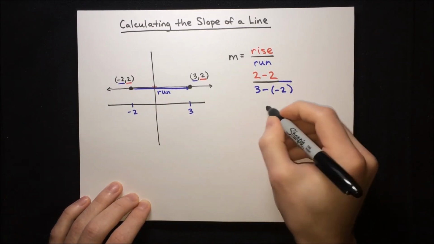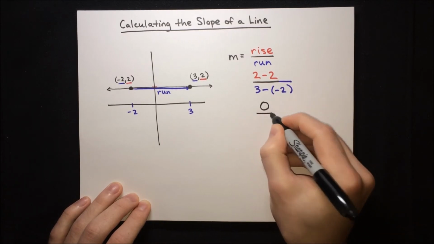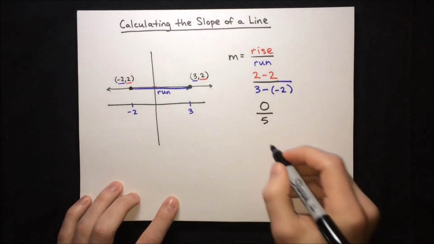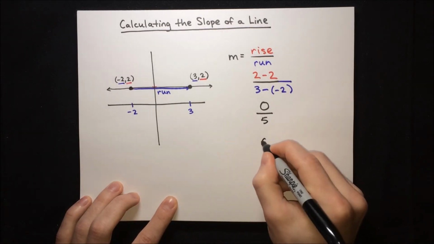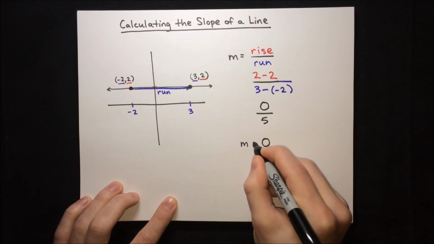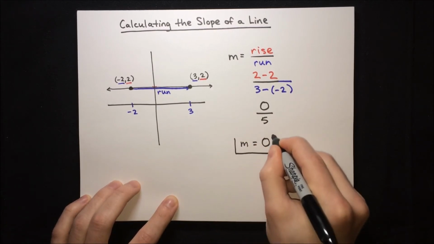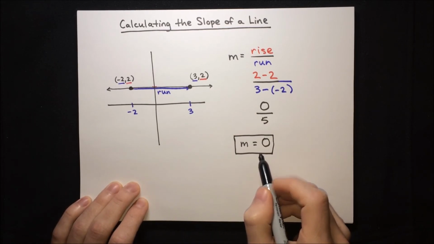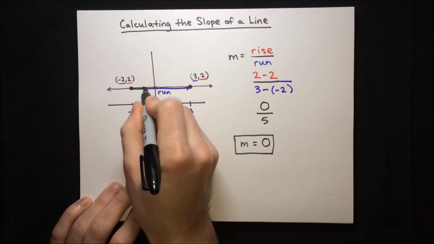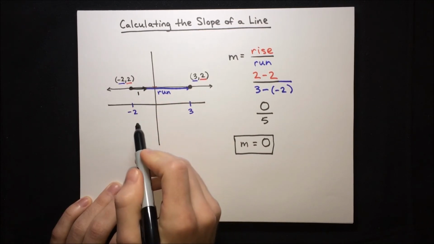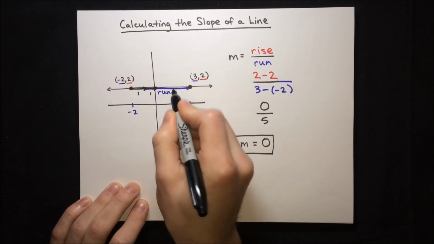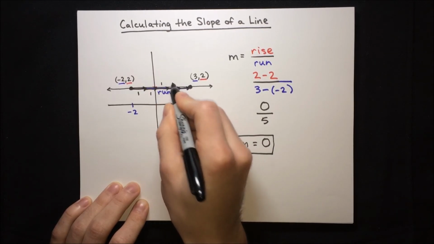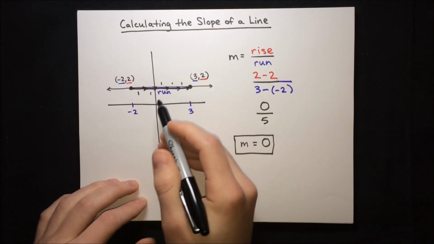And we can go ahead and compute this. So we get 0 on top over 3 minus -2, which is really 3 plus 2, which is 5. And so 0 divided by 5 is just 0. So the slope is 0. And what that means in terms of our graph is that every time we go over 1, we go up 0. So we just end up going over 1 a bunch of times to the other point. And that makes a whole lot of sense because the line is just flat. It's horizontal. It doesn't rise at all.